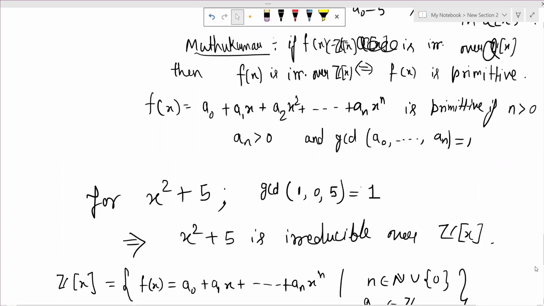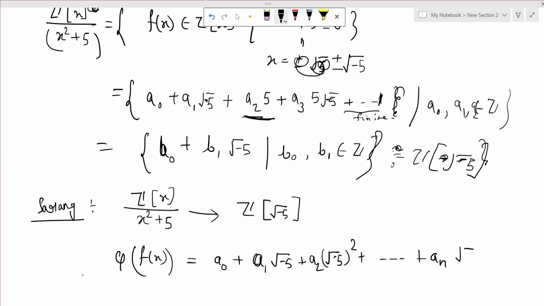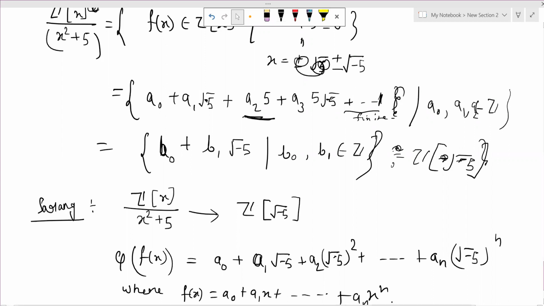Defined by phi of f(x) is equal to a naught plus a1 root minus 5 plus a2 root minus 5 square, and so on, plus an root minus 5 to the n, where f(x) is equal to a naught plus a1 x plus and so on, plus an x to the power n. So check this. This is a ring homomorphism. This is obvious, check. Sorry, ring isomorphism.